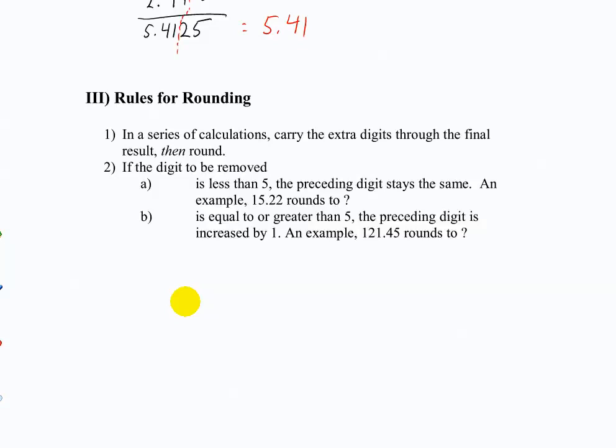off and the preceding digit stays the same. Example, 15.22 rounds to 15.2. So we just cut that off. Equal to or greater than 5, the preceding digit is increased by 1. So 121.45 is 121.5. Okay? So that's the proper scientific measurement way to round things. Sometimes it seems like 5 kind of goes back and forth. Some people like to truncate the 5. Some people like to round the 5 up. The convention in science is that we round the 5 up. So we'll do that in this class.